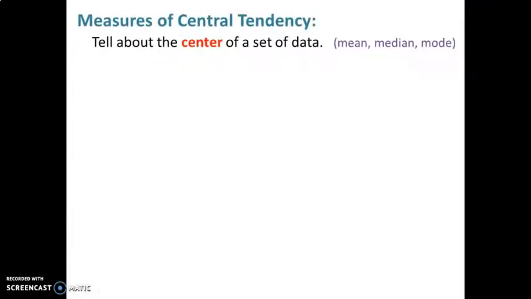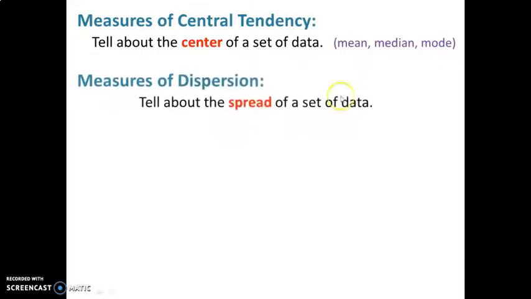Not too long ago, we talked about the measures of central tendency. These are the statistical measures that tell us about the center of a data set, and they are mean, median, and mode. Now we have shifted into measures of dispersion. To disperse means to spread out. So therefore, our statistical measures of dispersion tell us about the spread of a data set.